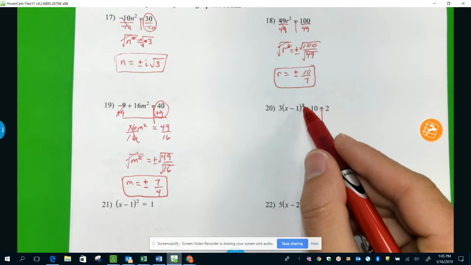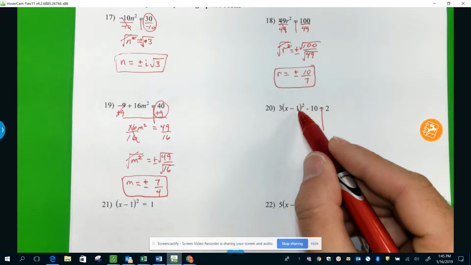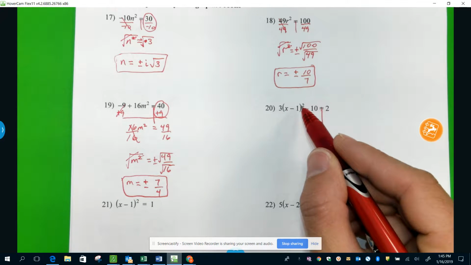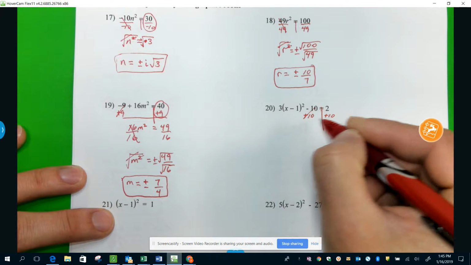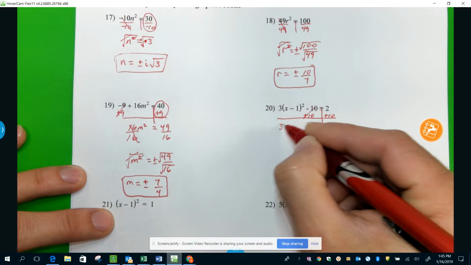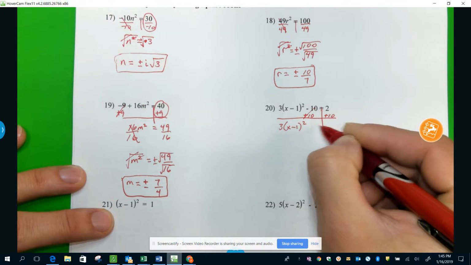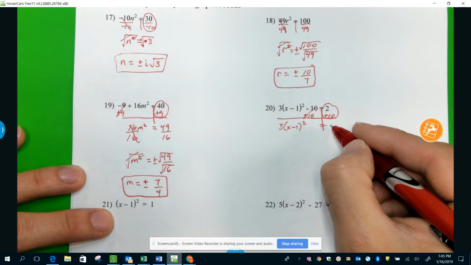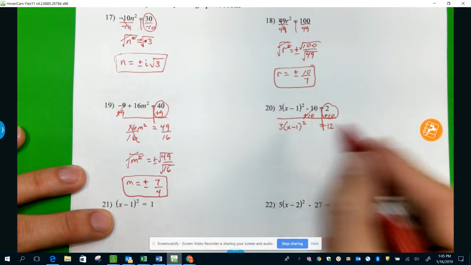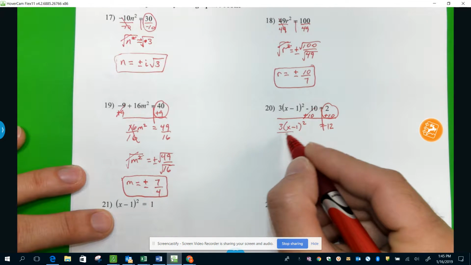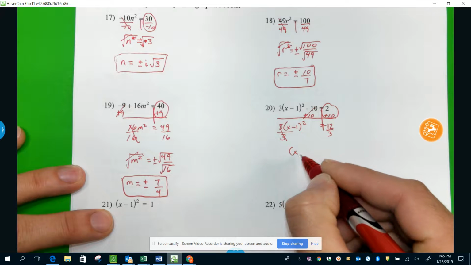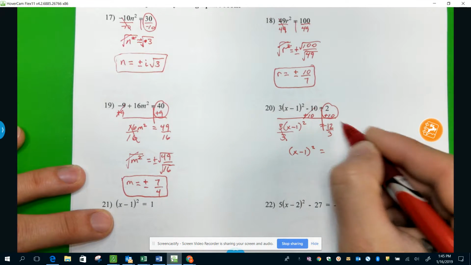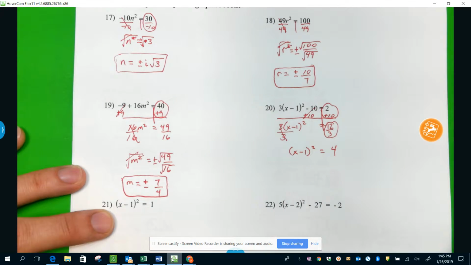20 is slightly different. Notice my squared term is this entire parenthesis squared, so I need to isolate the entire parenthesis squared first. So we will add 10 to both sides. So (3x − 1) squared equals 2 plus 10, which gives us 12. Now the 3 is attached to the parentheses, so we need to divide to cancel it out. So now I've got (x − 1) squared equals 12 divided by 3, which turns into a 4.